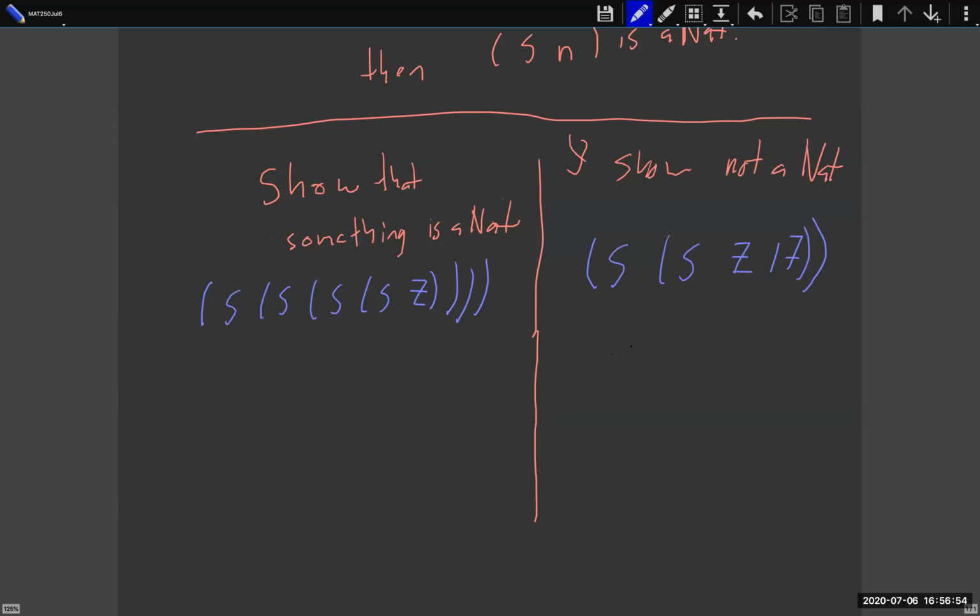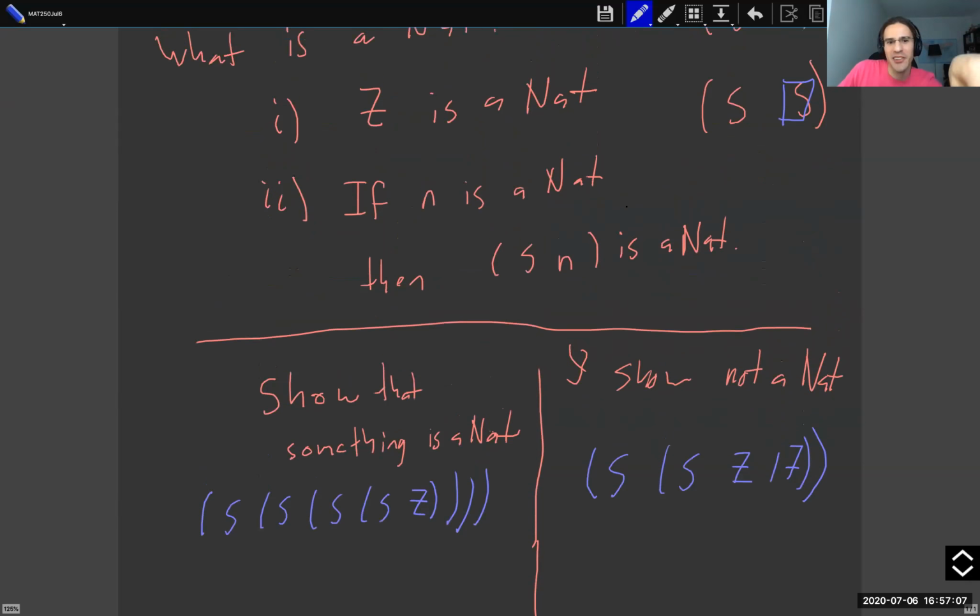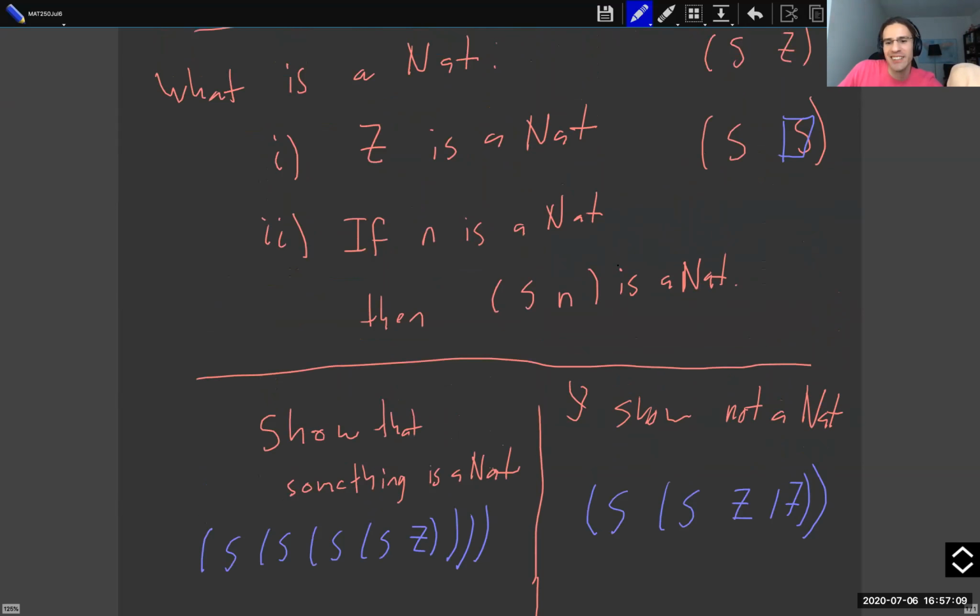Well, then it has to be the S of a NAT. Right, why does it have to be S of a NAT? By one of the rules above. Well, there are two ways that we can introduce NATs, right? It's either Z or S of a NAT. So it's not Z, right? I guess that's one other step that you have. It is not Z. Why is it not Z? Well, it's literally not Z, right? Okay, continue. Go ahead.